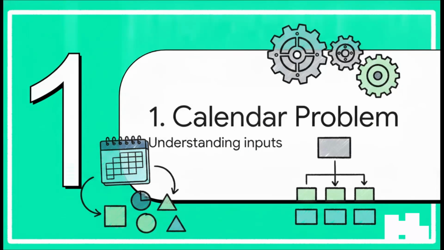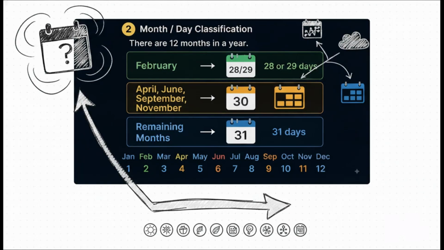Section 1. Understanding the calendar problem. Okay, before we write a single line of code, we really need to understand our baseline logic. Rushing into syntax without knowing the rules is basically a guaranteed recipe for a headache. If a user gives us a month number, from 1 to 12, we can drop the outputs into 3 distinct buckets. First up, the oddball, February, sitting there with 28 or 29 days.